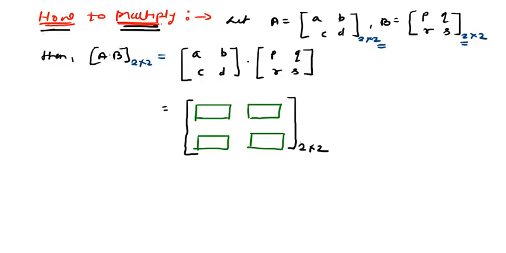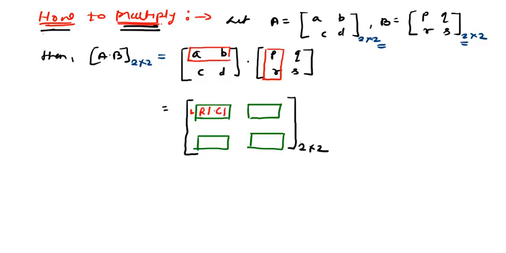Now how to find this first element? That will be obtained using the first row of the first matrix and the first column of the second matrix. So this will be obtained using R1 of the first matrix and C1 of the second matrix.